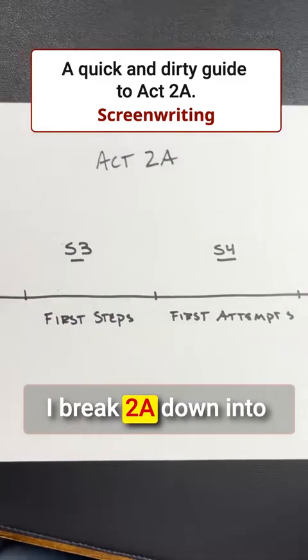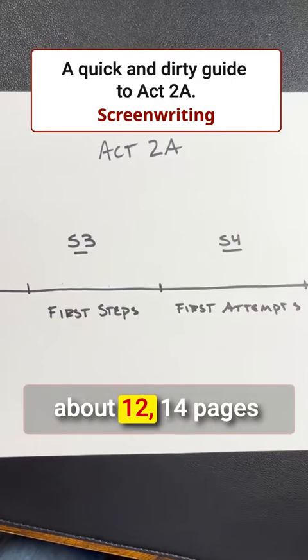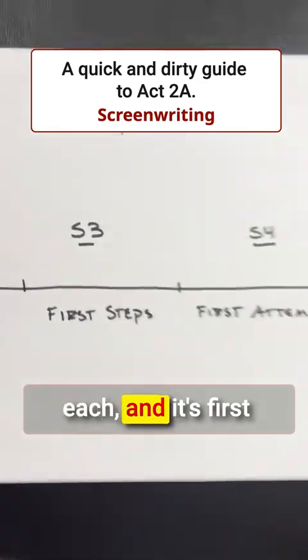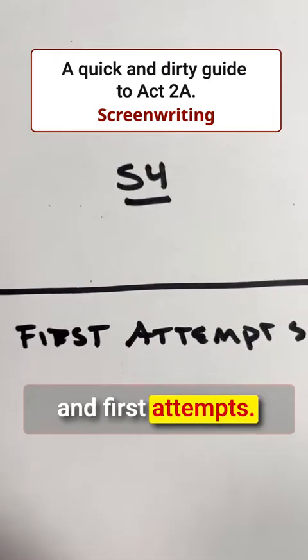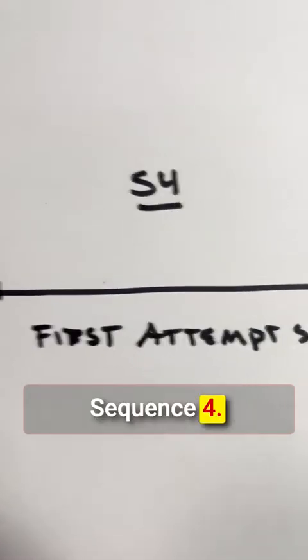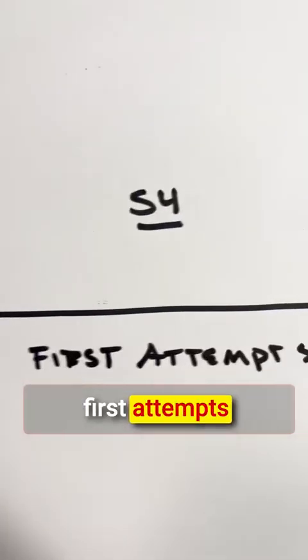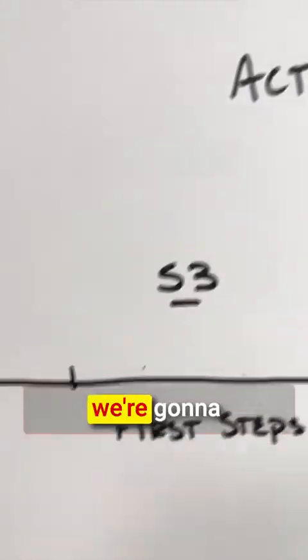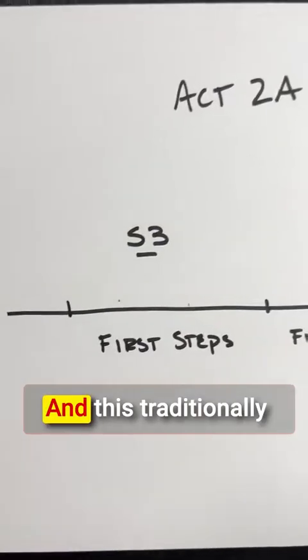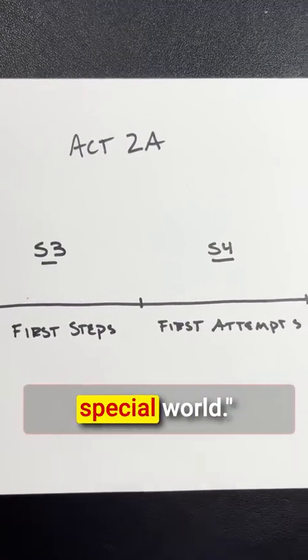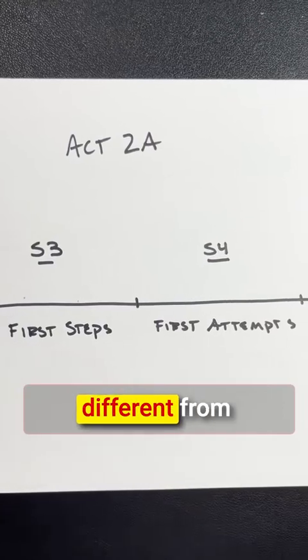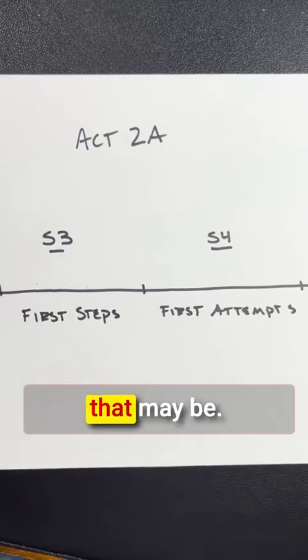I break 2A down into 2 sequences, about 12, 14 pages each: first steps, sequence 3, and first attempts, sequence 4. But what's the difference between first attempts and first steps? Well, we're going to leave Act 1 and go into Act 2A. And this is traditionally when the hero's journey calls the special world. It's basically different from the ordinary world, whatever that may be.